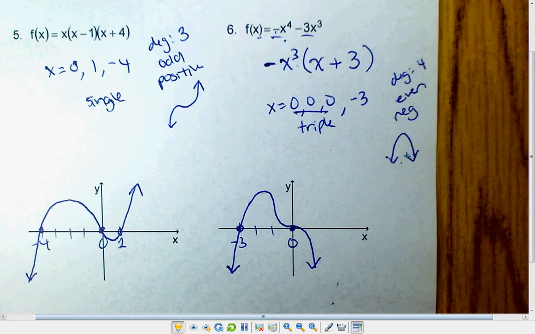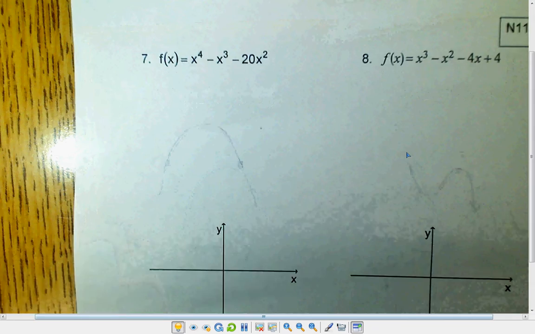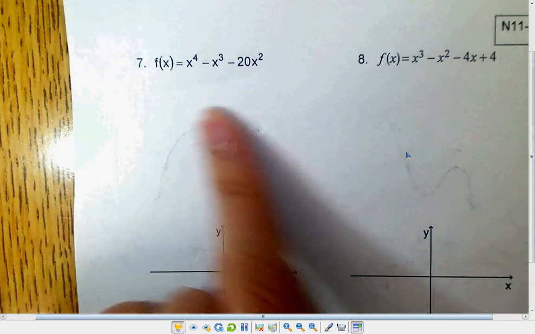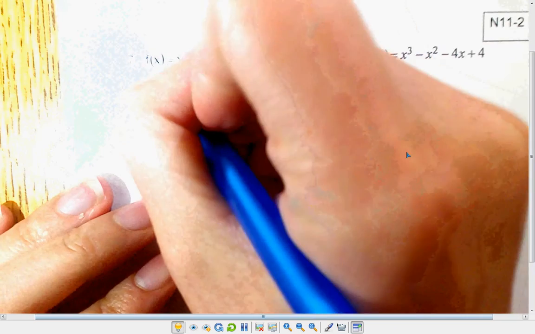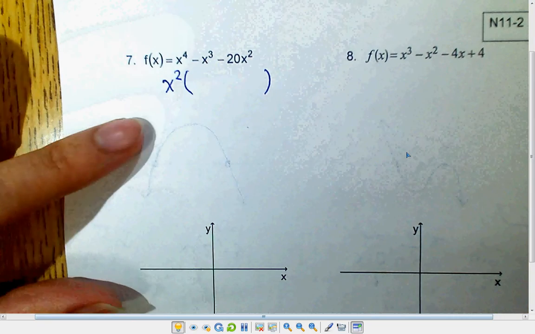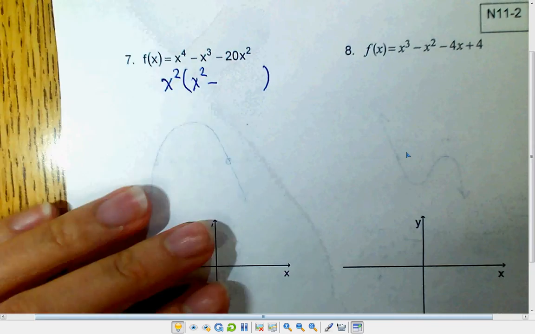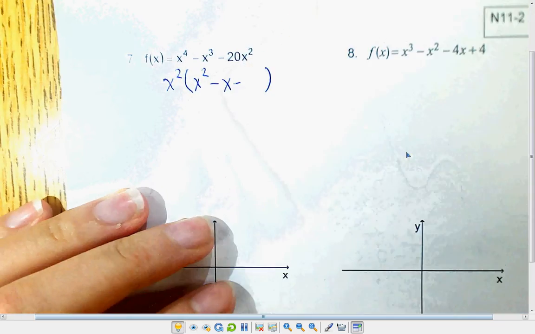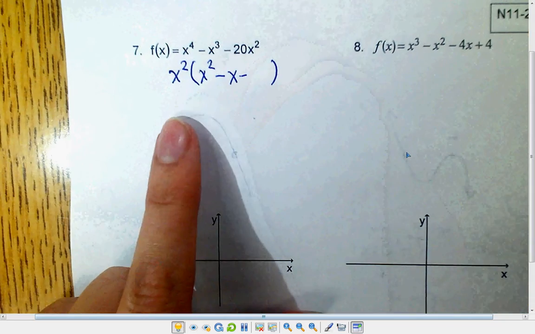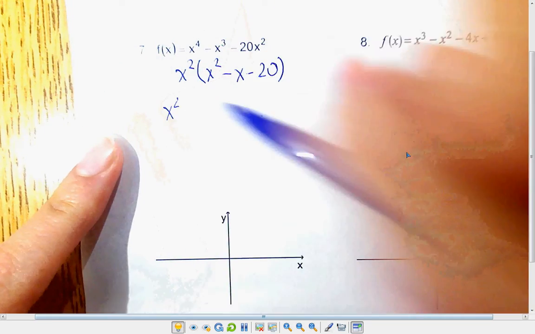Okay, so 2 more examples with the factoring. Let's flip the page. Let's look at number 7. So again, let's factor. What can we take out of all 3 of these? We can take out an x squared. So x to the 4th divided by x squared gives me x squared. Minus x cubed divided by x squared leaves me with x. Minus 20x squared divided by x squared leaves me with 20. So I took out an x squared.